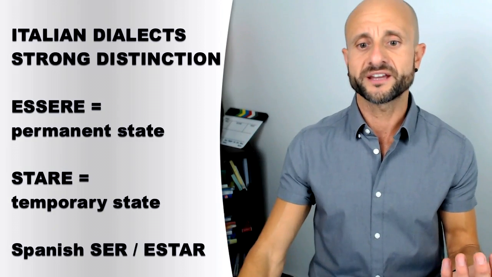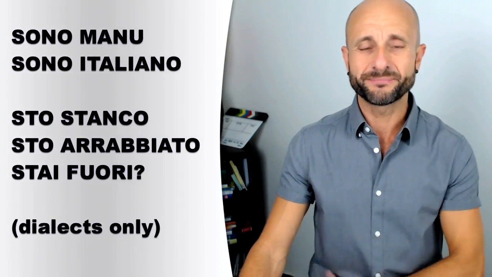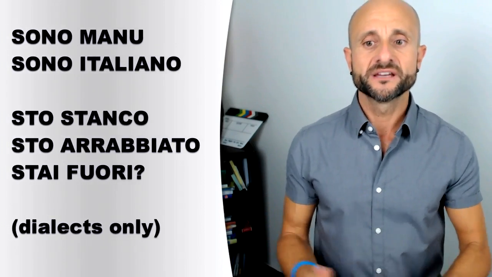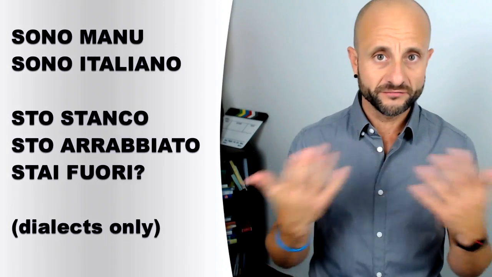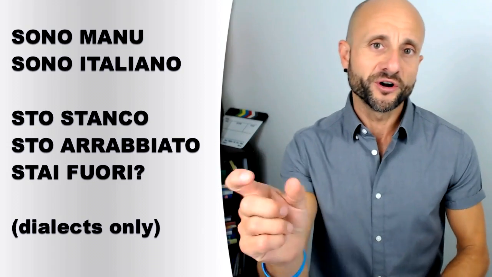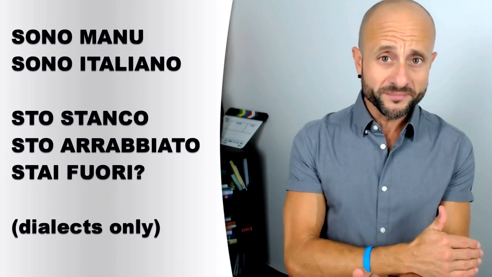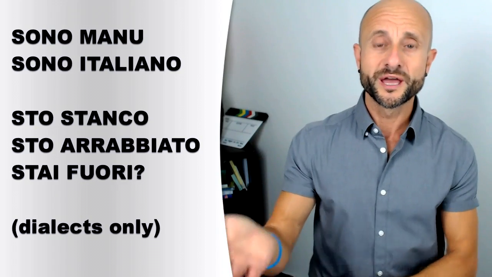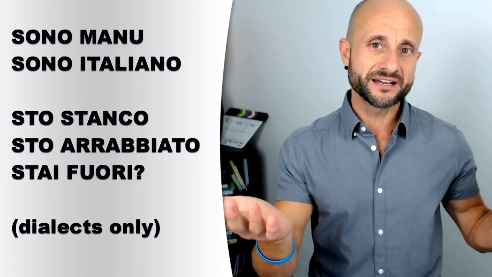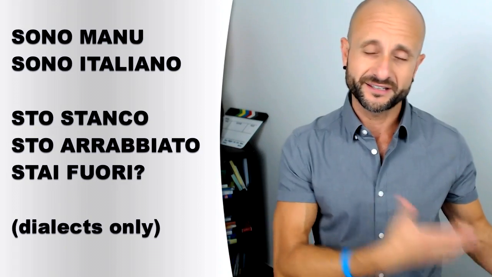for temporary state. So in dialects, and this is not Italian, you will hear people say sono Manu, sono Italiano, with the verb to be, obviously. Now, of course, they might say sono in whatever way they say it in their dialect, but if they speak Italian with a strong influence from their dialect, their Italian might sound Italian to you, but they're actually using the structure of a dialect. That's why it's confusing.